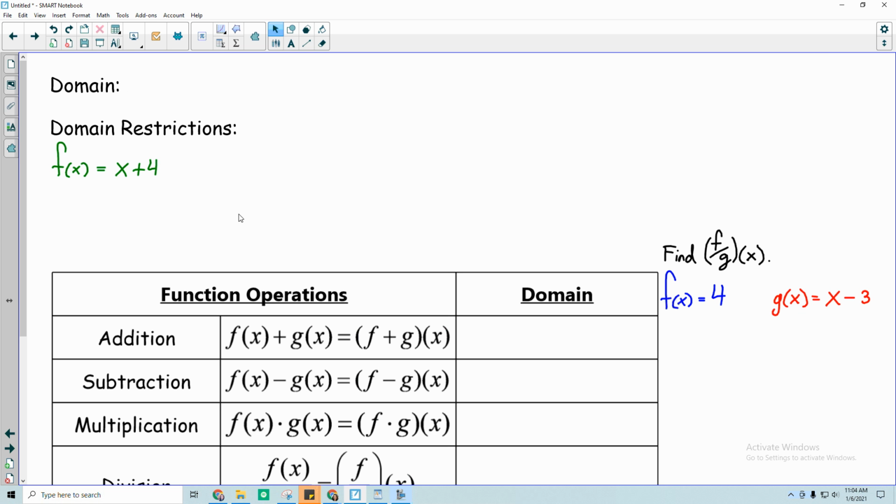Okay, in this particular video, we're going to clear up maybe some of your confusion on those last couple of slides that you looked at. We're going to talk about what domain is, what are domain restrictions, and then in the end of this, we're going to talk about how to find domain restrictions, okay?